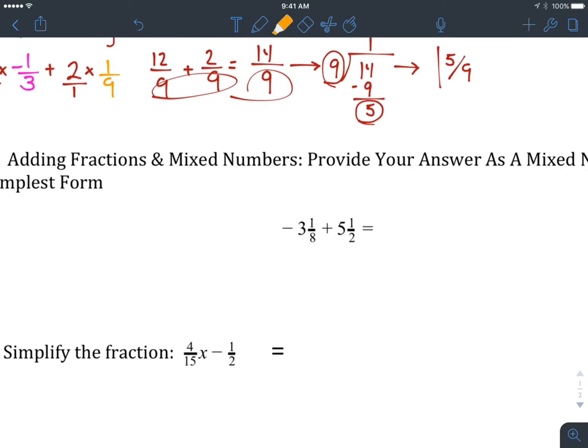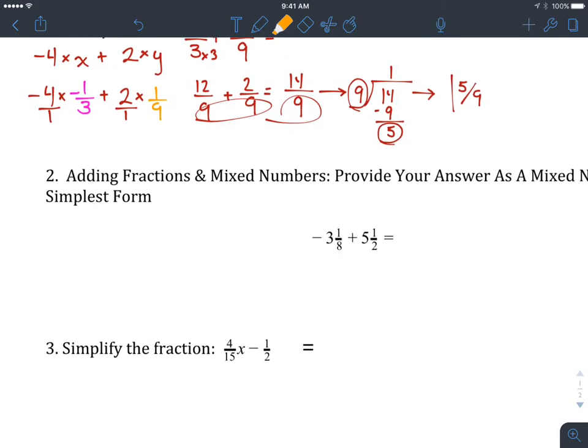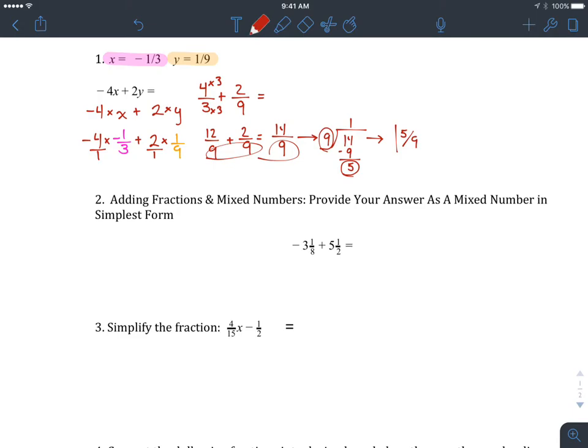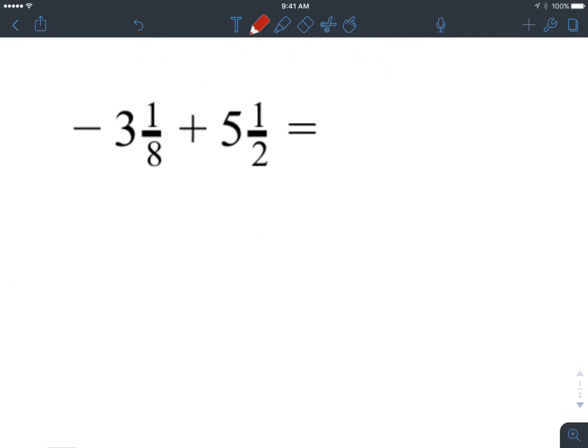All right, let's do number 2. Number 2, adding fractions and mixed numbers. Provide your answer as a mixed number in simplest form. Very important. So mixed number in simplest form. So we've got this problem, 3 and 1 over 8 plus 5 and 1 over 2.